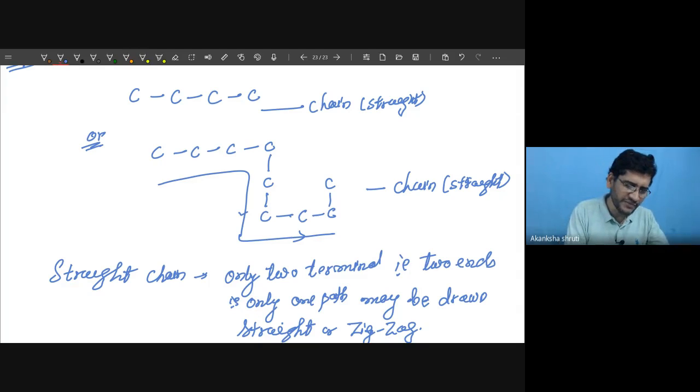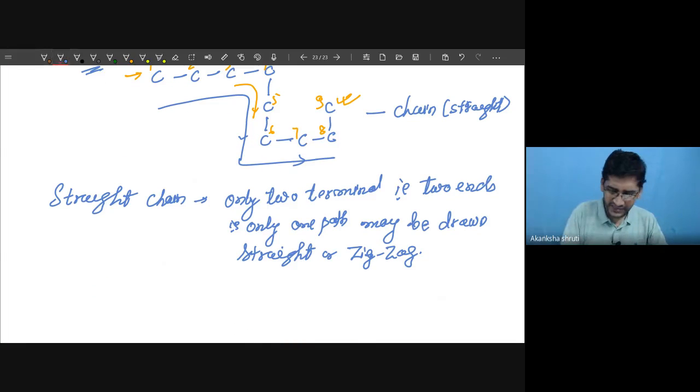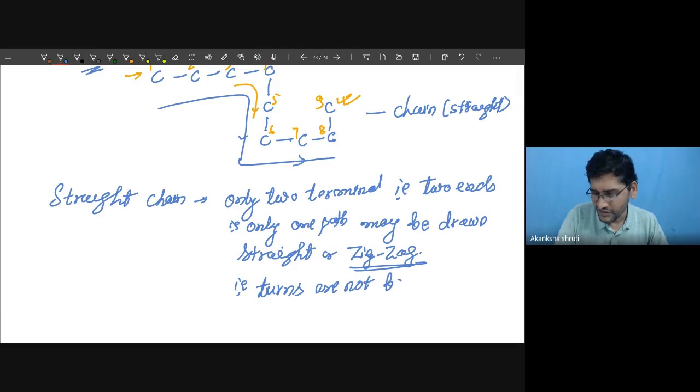So you are starting from the beginning. Let us consider you are starting from here. So first carbon, second carbon, third carbon, fourth carbon. Then obviously to reach the other end, you need to turn. So these turns are not considered as a branch. Fifth, sixth, seventh, eighth, and ninth. So that is turns. So this zigzag means turns are not branching. This is a very important thing you need to understand.